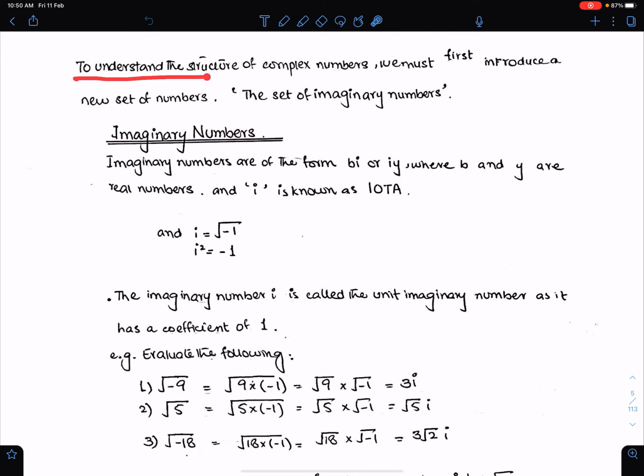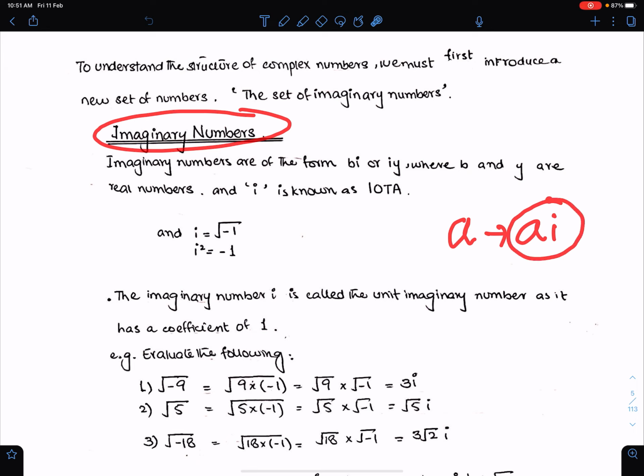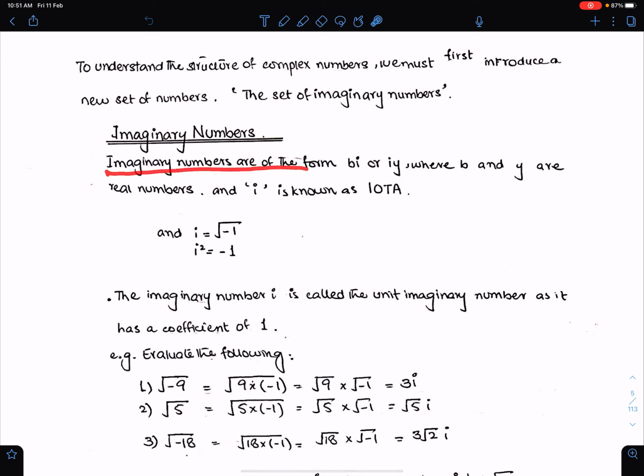Well, to understand the structure of complex numbers, we must first introduce a new set of numbers, this set of imaginary numbers. I told you, if we multiply any real number with i, then we get an imaginary number. Imaginary numbers are of the form bi or iy, where both b and y are real numbers, and i is known as iota, and its value is under root minus 1.